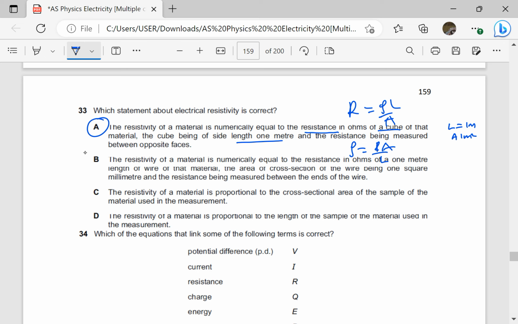The length is 1 meter, so the answer is A without wasting any time.